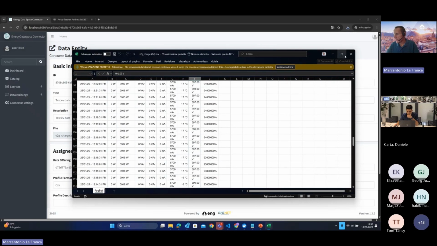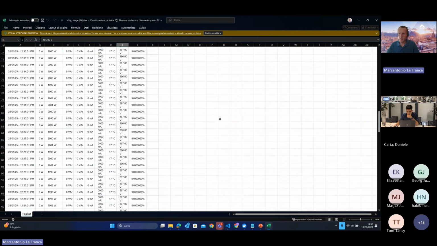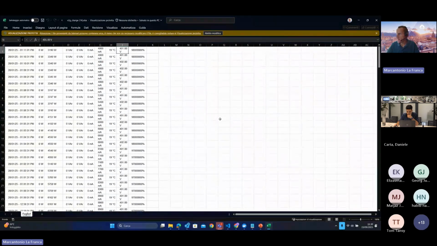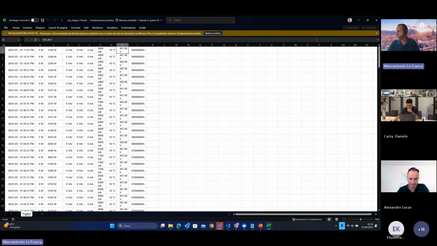And as you can see, we have the file with the vehicle to grid charging data. We have some information about timestamp, power, and other information regarding the vehicle to grid charge.